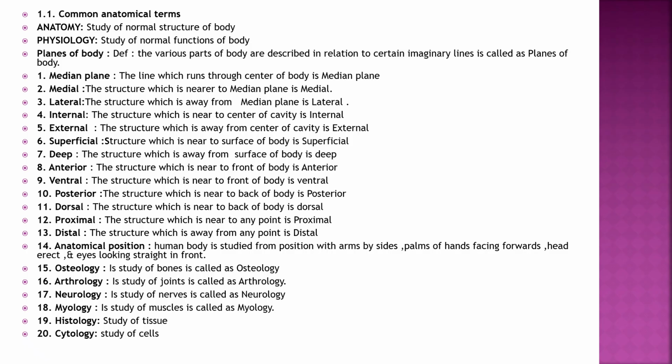Anterior, near to the front. Ventral, near to the front of the body is ventral. Posterior, the structure which is near to the back of the body. Dorsal, near to the back of the body. Then proximal, near to any point is proximal, and away from any point is distal.